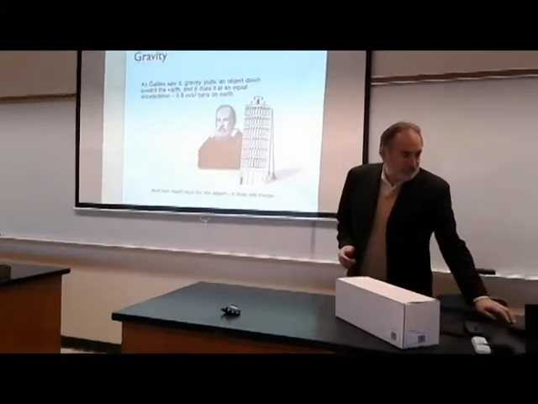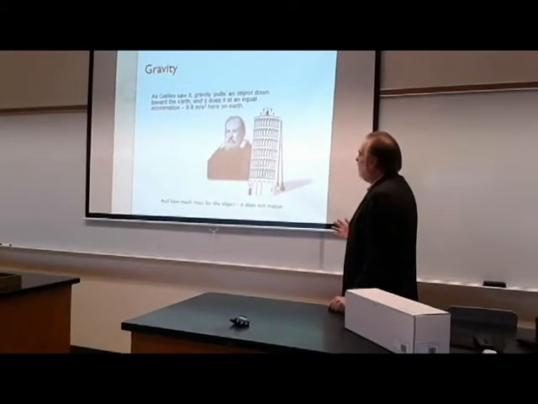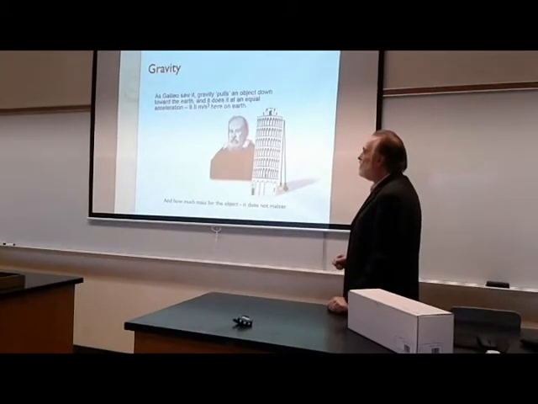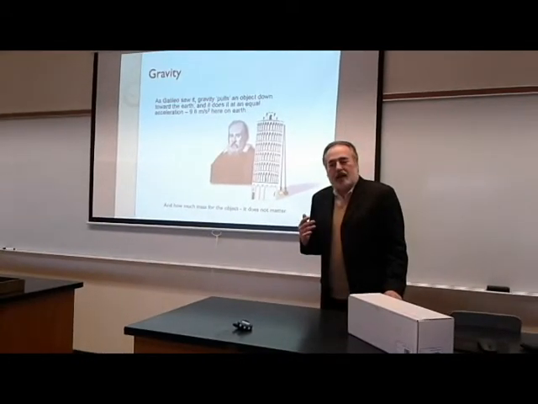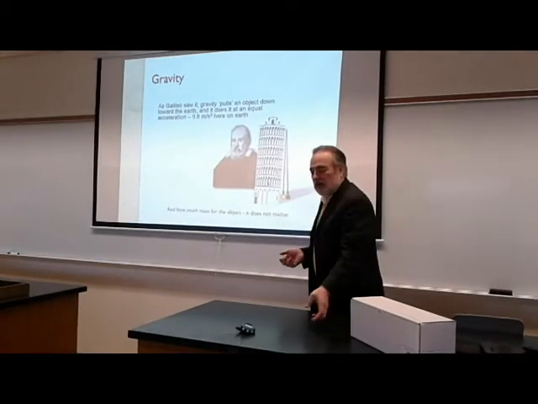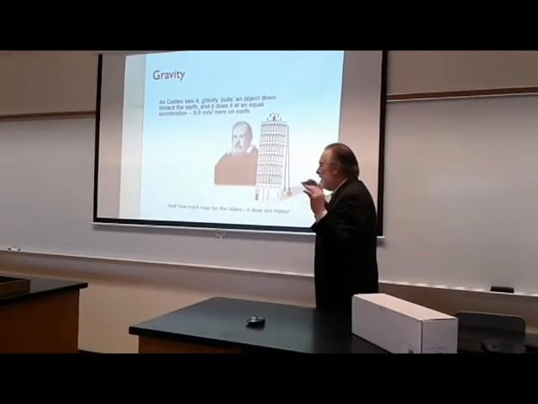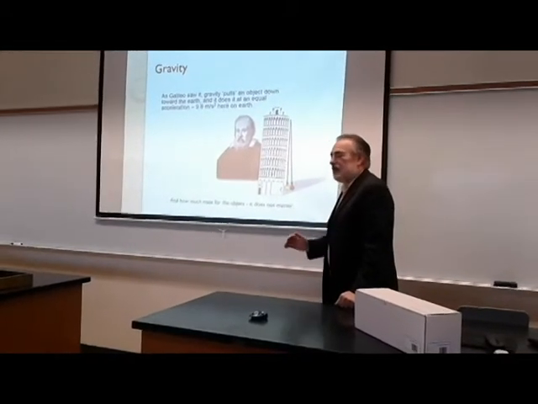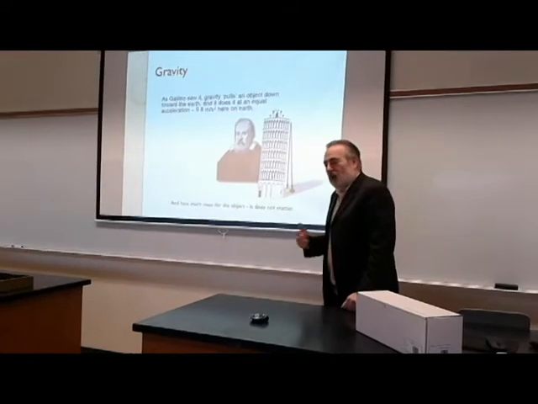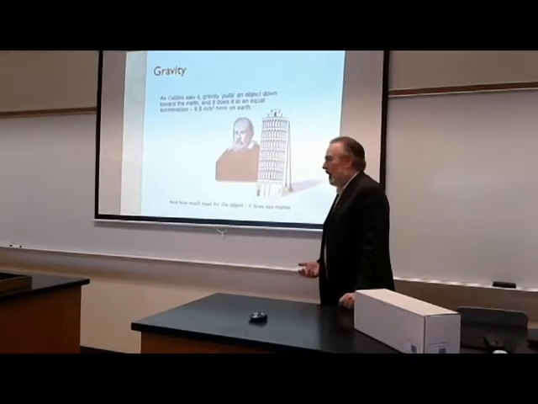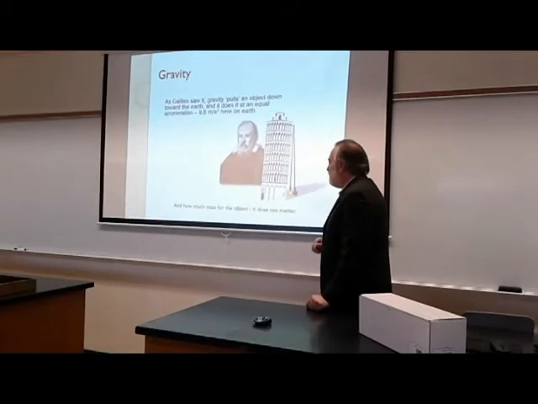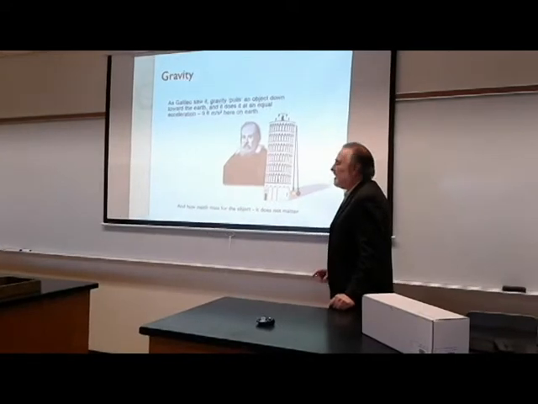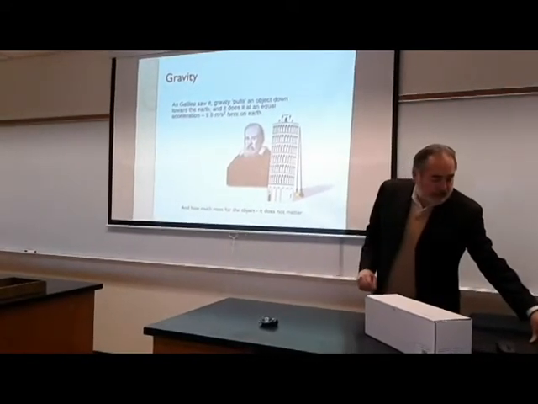So, as Galileo saw it, gravity pulls an object towards the Earth, and it does it at equal acceleration. It does not matter if it's a brick or a stopwatch or whatever it might be. When it is accelerated downward, they both fall at the same acceleration if we take out of consideration friction due to air. It doesn't matter the mass of the object. So legend has it he did this using the Leaning Tower of Pisa.